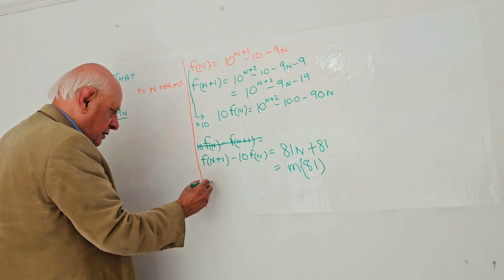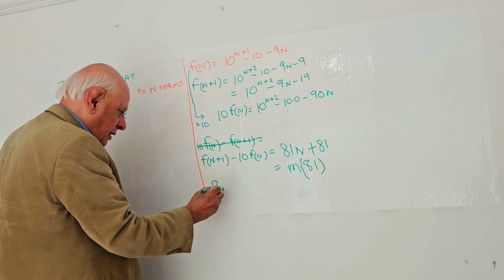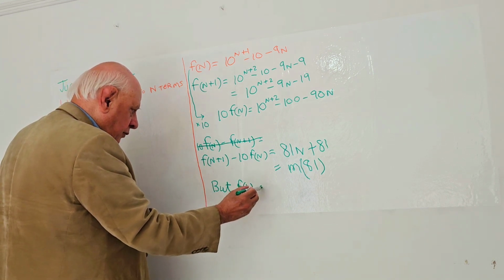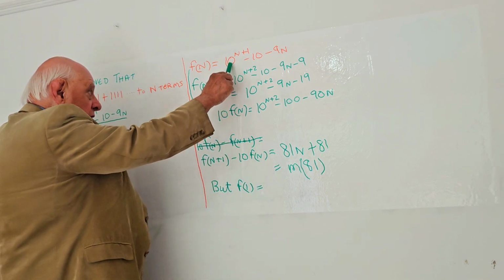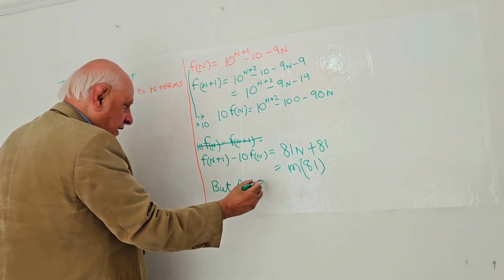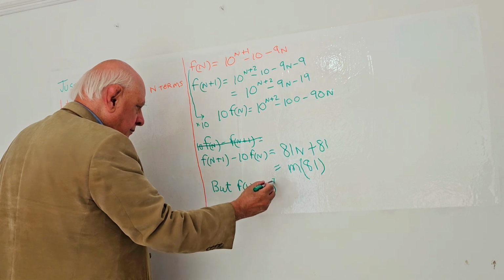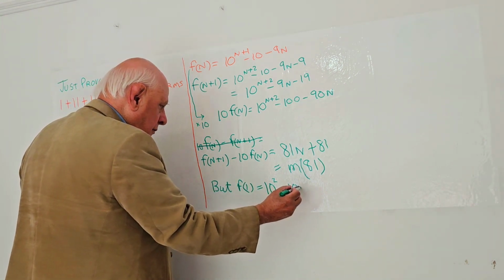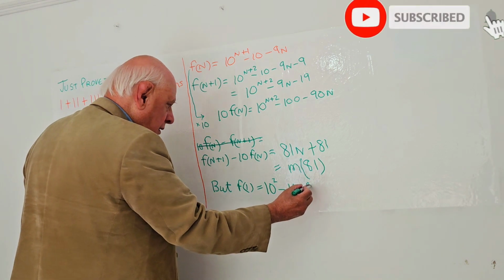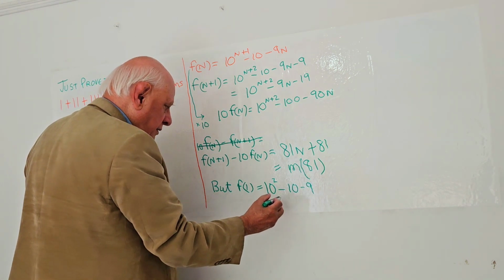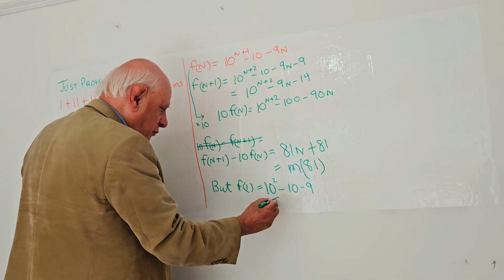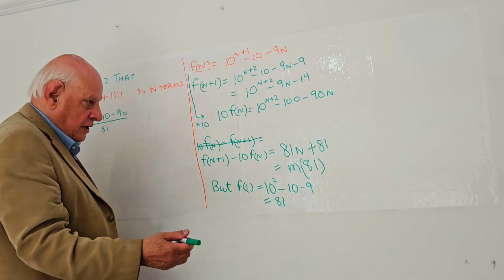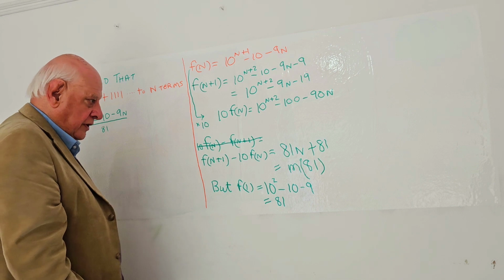Okay, but f of 1, what does f of 1 equal? Let's go back to there. F of 1 will be 10 squared minus 10 minus 9, which is 100 minus 19, which is 81. So f of 1 is obviously a multiple of 81.